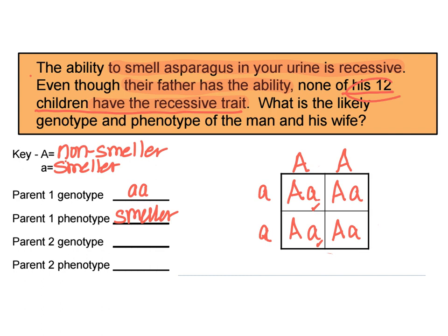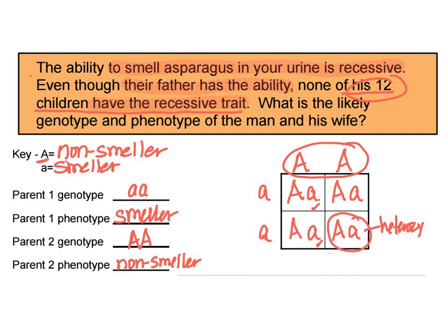And since all of the children are non-smellers, this box now represents the children. So now I know mom's genotype. Mom is homozygous dominant. So I'm going to put her homozygous dominant genotype over here. And because she is big A, based on my key, she is also a non-smeller. Now, each of the children, they are also non-smellers. They just happen to be heterozygous, unlike the mom or the dad. So now I've solved the problem.